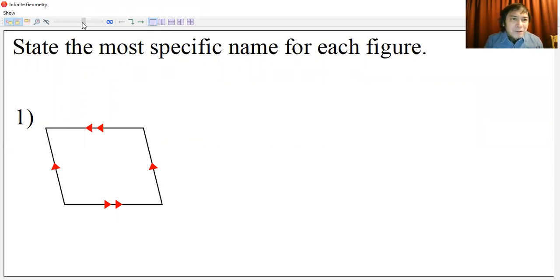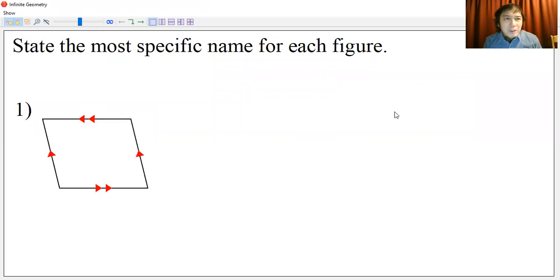So we're going to see the item per figure. State the most specific name for each figure. Here's the first one. You can actually take note of the symbols that you see. This part and this part means that that particular pair is parallel, and this pair is also parallel. So the most specific name is parallelogram. So this must be a parallelogram.